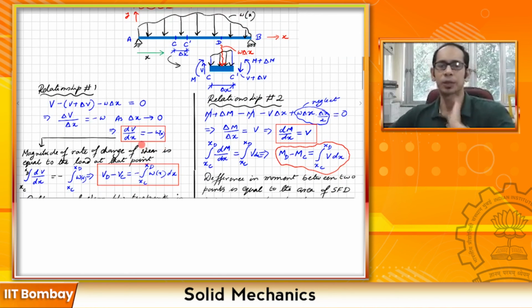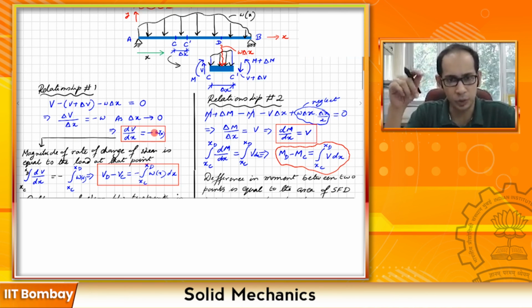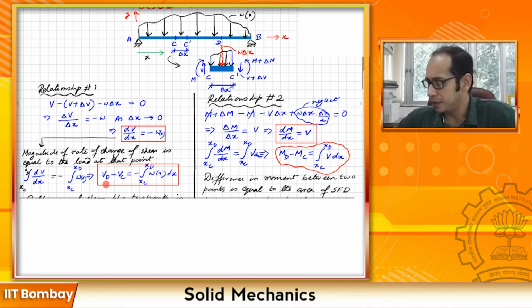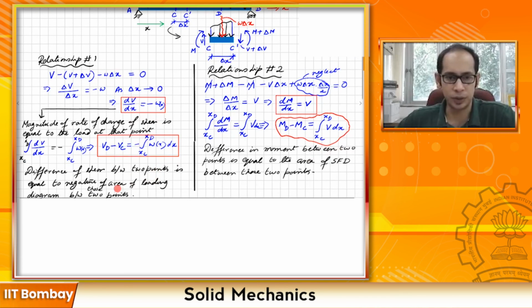Just to recapitulate, the slope of the shear force diagram, that is dV/dx, is equal to the negative of the loading diagram that you have over there. And the difference in shear between 2 points, say D and C, or any other 2 points, is the area of the loading diagram between those same 2 points, x_C to x_D. The other relationship that we saw is that the slope of my bending moment diagram is equal to the shear, and the difference in the bending moment between 2 points D and C is nothing but the area of the shear force diagram between these 2 points.